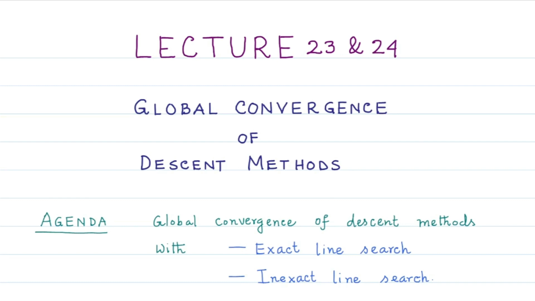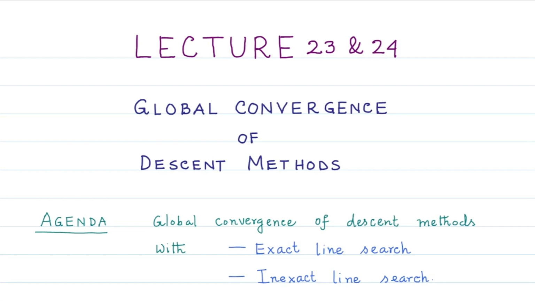The first one is related to when we employ the step size with the help of exact line search, and the second result is related to the global convergence of descent methods when we employ inexact line search. In the previous lecture, I mentioned four different types of inexact line searches. Out of those four methods, I will consider the Wolfe condition, and we will show that a descent method with the step length being chosen with the help of the Wolfe-Powell rule converges globally.